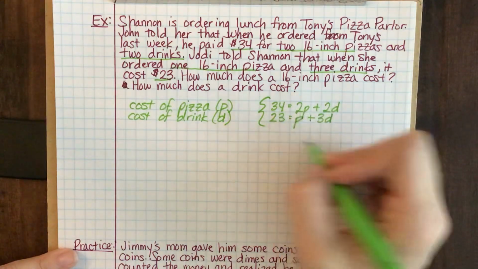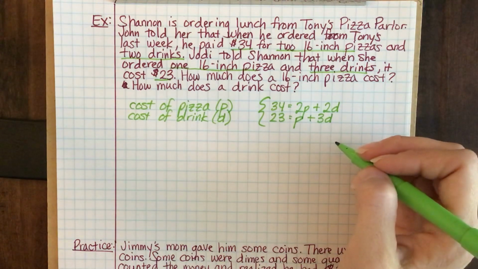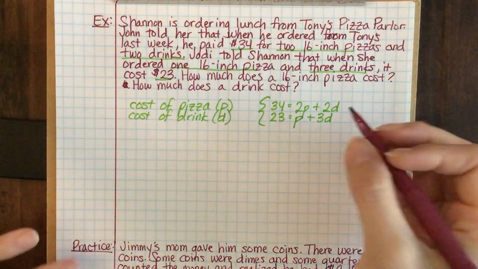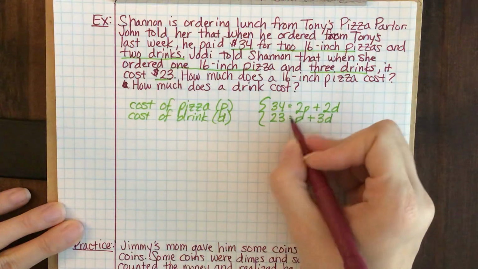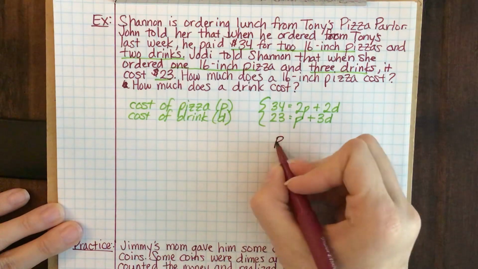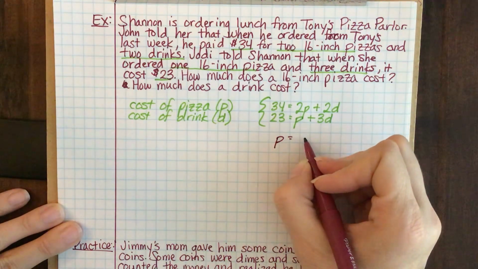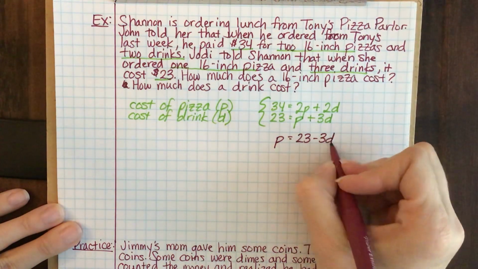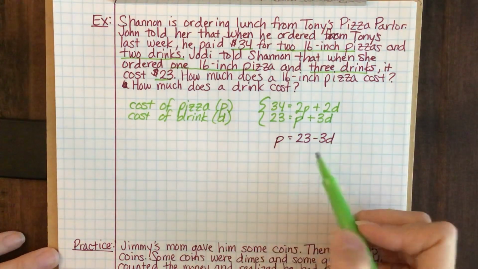So now you have the system of linear equations, and I know that you guys are probably fine solving this, so if you want to skip this part and just check your answer, you're welcome to. I'm going to solve by substitution. So I'm going to take the second equation and solve for P. There's no coefficient with it, which makes it a lot easier to solve for. So P is equal to 23 minus 3D. All I did is subtract 3D from both sides.